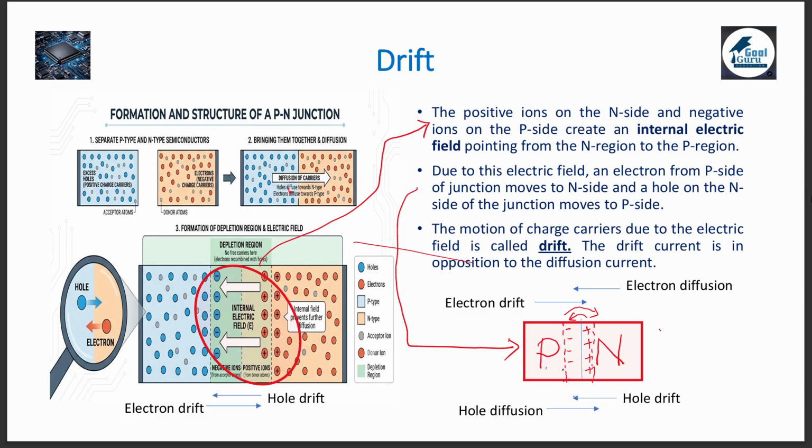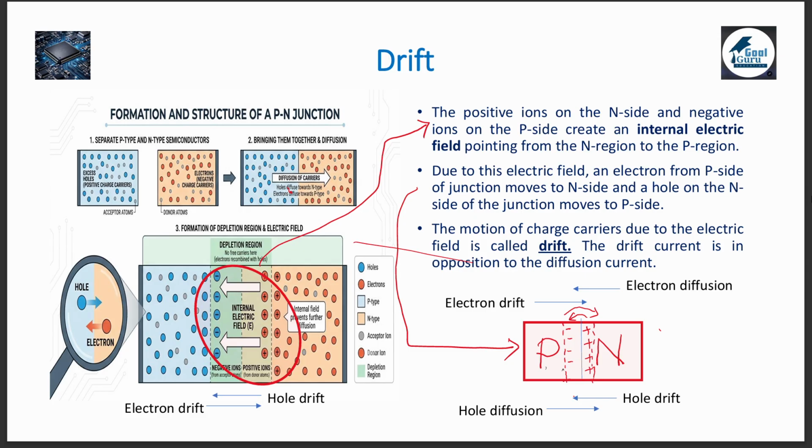We have to know something about drift. You can see in the third diagram that the positive ions on the N side and the negative ions on the P side create an electric field. Just now we have seen. And due to this electric field, an electron from the p side, as you can see in the figure, moves to the n side. But this movement is because of the created electric field.